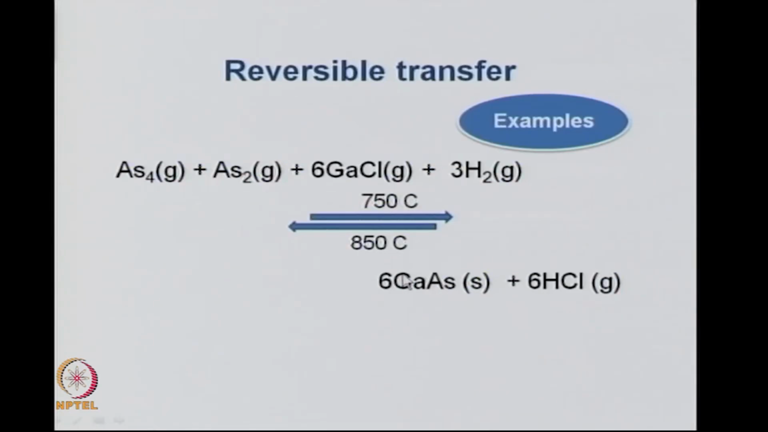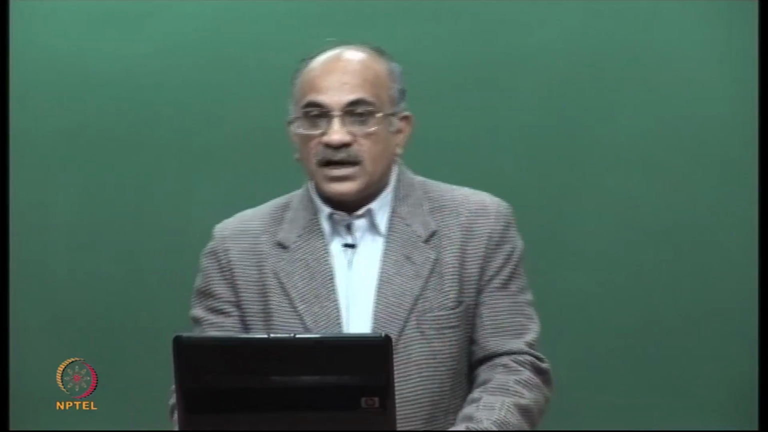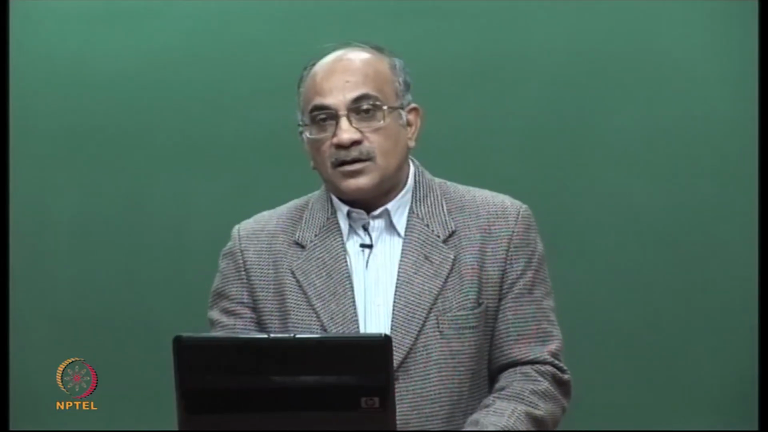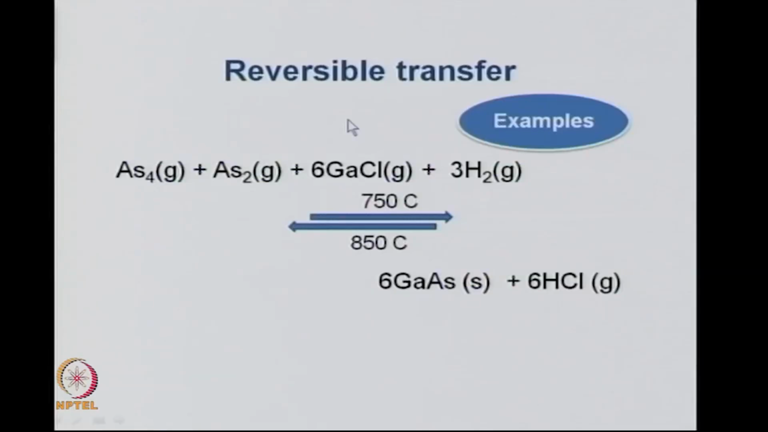arsenide, and gallium arsenide, as you know, is one of the most well known materials for semiconducting devices and has a lot of applications. This technique has been used in the CVD technique, where it is a reversible transfer, because if you use 750 degrees centigrade, you can go from the left side to the right side, where you produce gallium arsenide on the substrate as a film, a solid, and you get HCl gas.